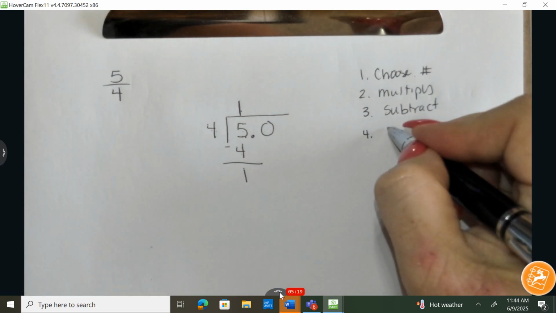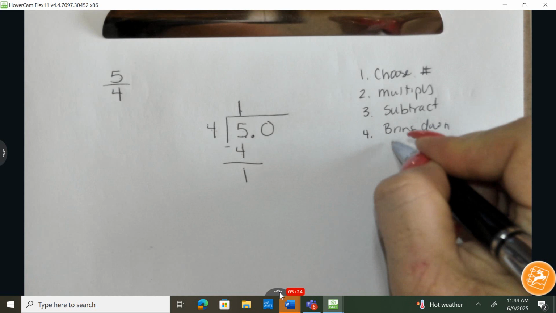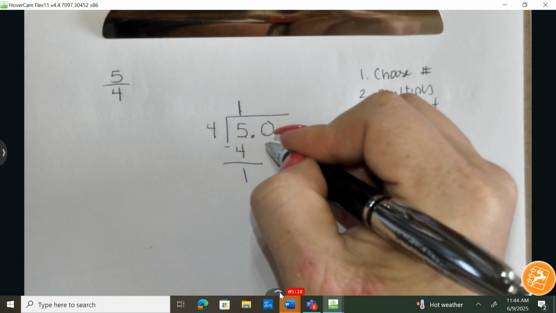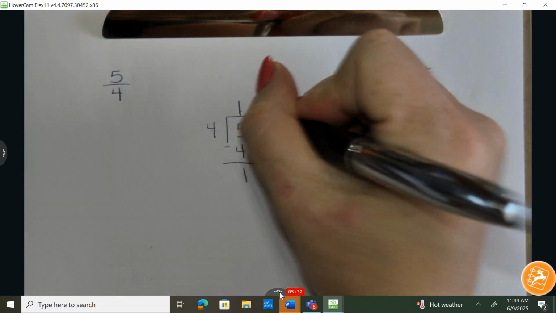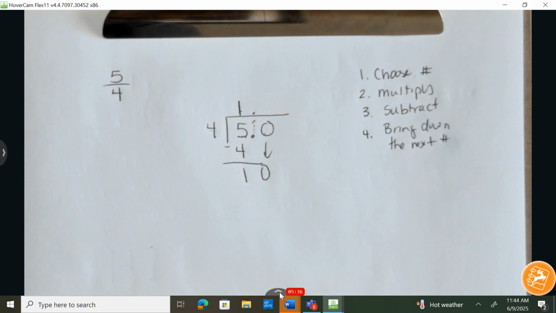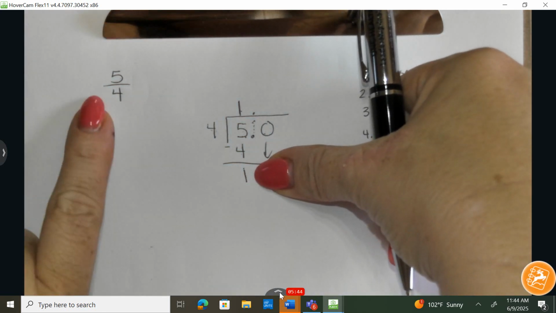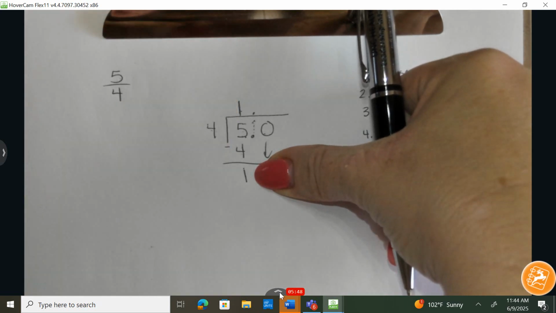Step 4, I'm going to bring down the next number. So here we have a 0. I need to place that little 0 up top here. So I'm bringing down 0, and I'm going to show you how mixed numbers can also be represented in decimal form as well. So I should stop here for 1 second, and I'm going to transition this into a mixed number and then show you how it's also equivalent in the form of a decimal.